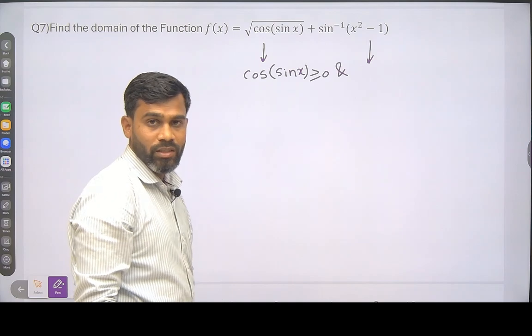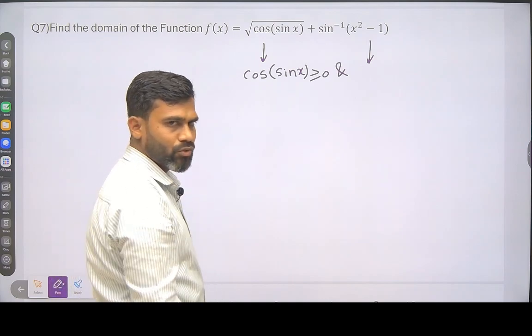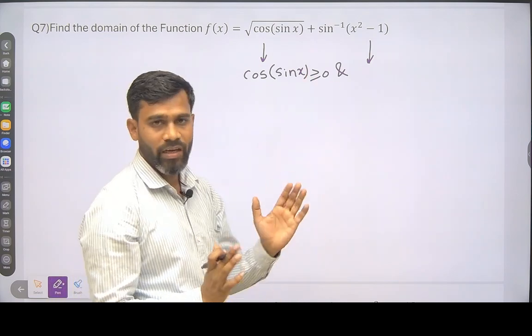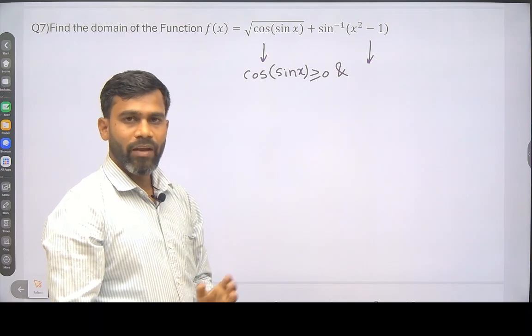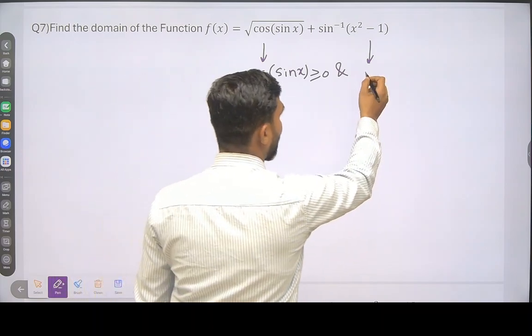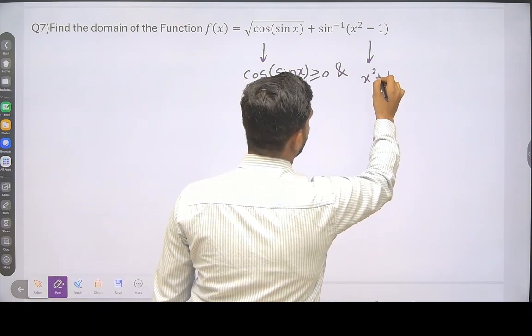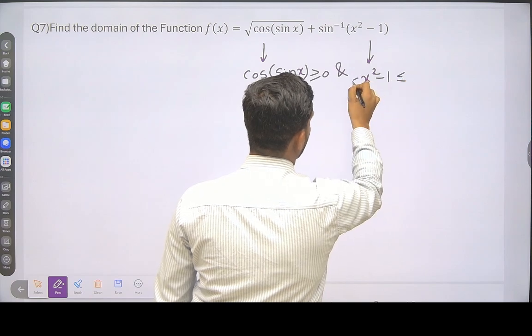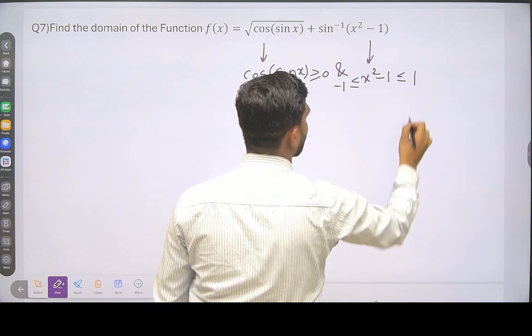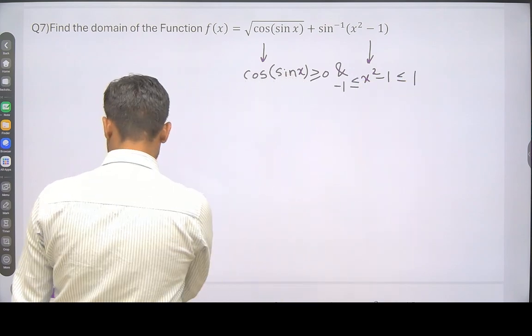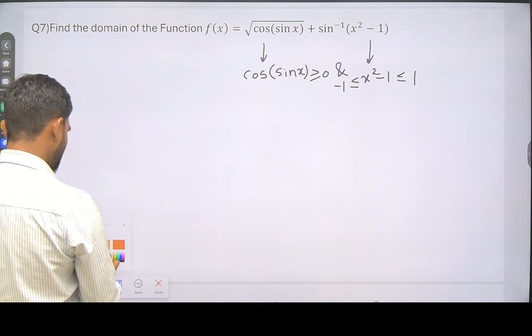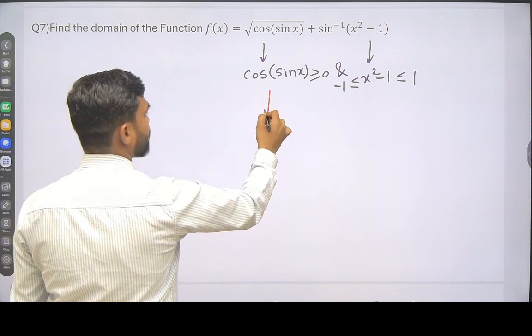Sine inverse x, what is the domain of sine inverse x? -1 to 1. So whatever is there inside the sine inverse, it should be lying from -1 to 1. So what will we get? x square minus 1 should be lying between -1 and 1, right? Okay. See, let us try to solve this one first, right?